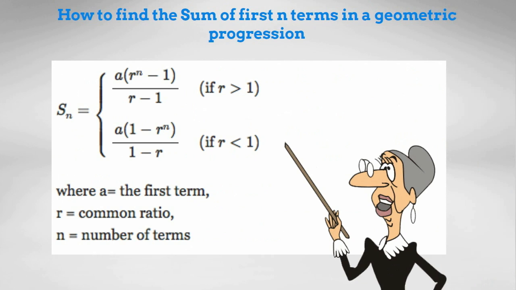If r is greater than 1, then Sn is equal to a into r to the power n minus 1 divided by r minus 1, and if r is less than 1, Sn is equal to a into 1 minus r to the power n divided by 1 minus r, where a is the first term, r is the common ratio, and n is the number of terms.